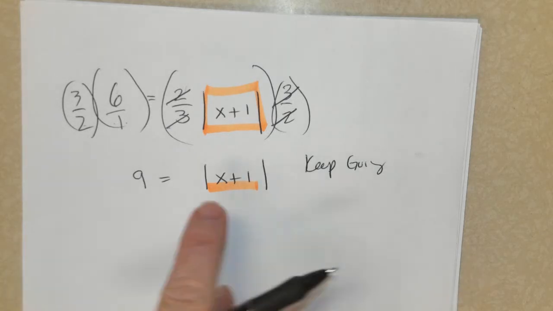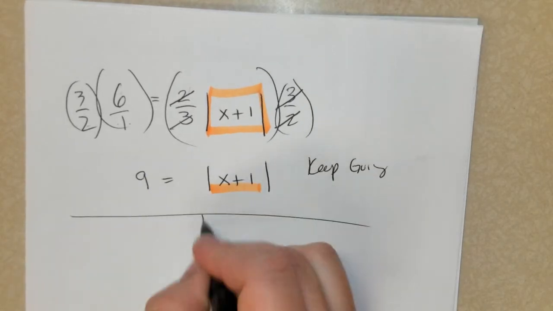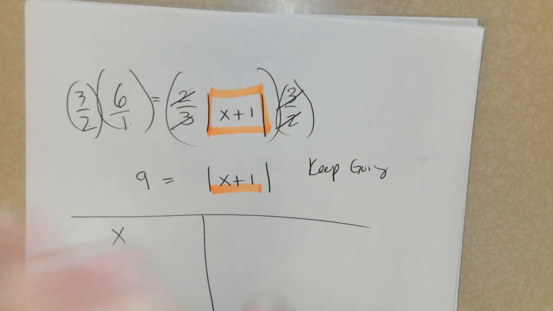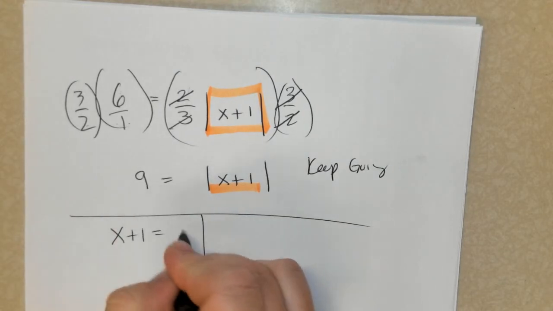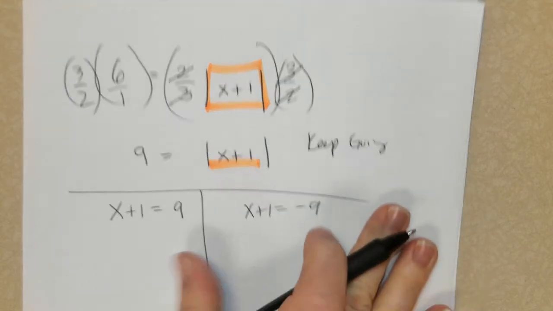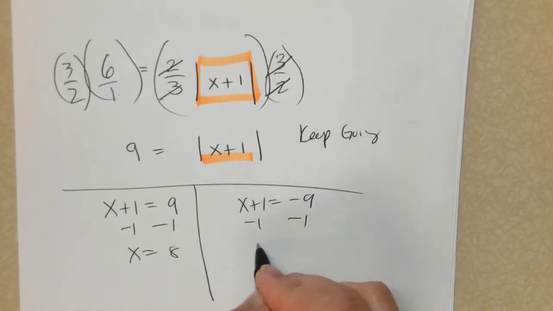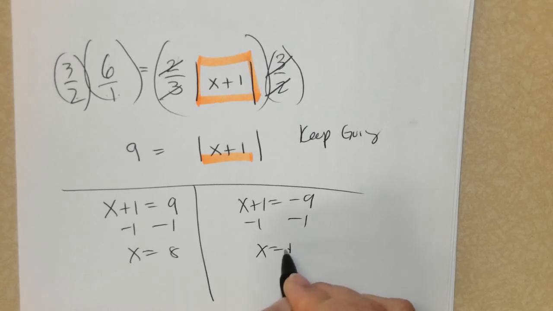All right, so if it's set equal to a positive number, what we're going to do is we're going to make 2 columns. And I learned it only using 1 column. If that's the way you remember it with the teacher, that's fine. Set it equal to the positive and set it equal to the negative. And then you just do the work. So minus 1, minus 1. One answer is 8. Minus 1, minus 1. One answer is negative 10.